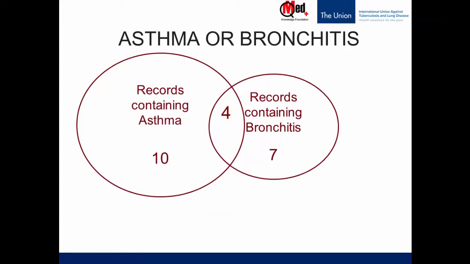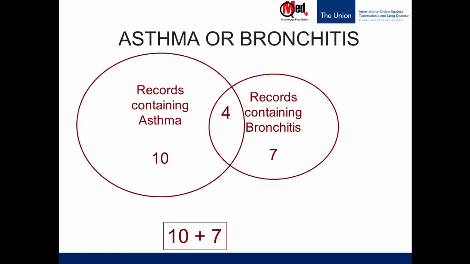With the same picture, let's see what happens if we did a search asthma or bronchitis. We now know that in the entire PubMed there are 10 records that contain asthma. There are 7 records that contain bronchitis. There are 4 records that contain both the terms. So when we search asthma or bronchitis, our results will be like this.